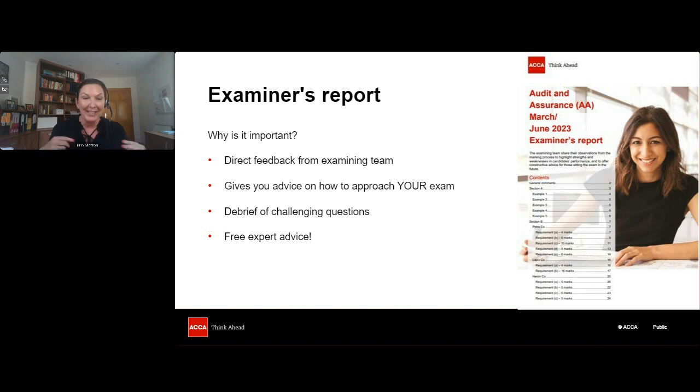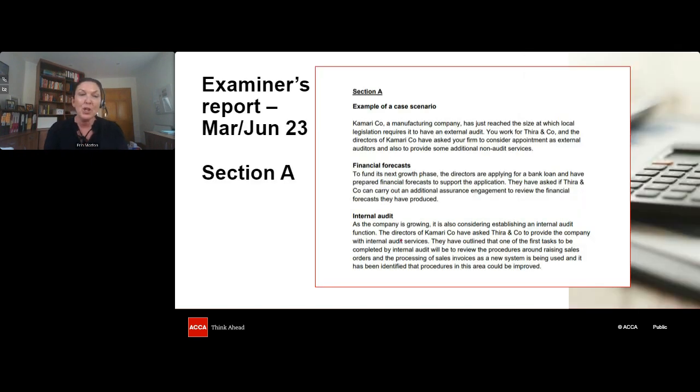So, by getting that feedback from the examining team and understanding what they want, you're getting everything you need in preparation. So in the last examiner's report, we have got the March-June 2023 sample paper. That's now been released on the ACCA practice platform, so you have a copy of that to practice. And then the examiner's report sits with that, and you've got it on the ACCA website. That report talks about the sample questions that were selected there, but what it also does is give you an insight into some section A questions as well.